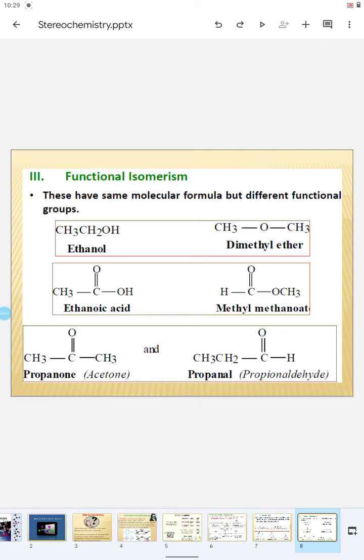differ in the functional group. For example, ethanol and dimethyl ether, alcohol and ether. Ethanoic acid and methyl methanoate, carboxylic acid and ester. Propanone and propanal, ketone and aldehyde.